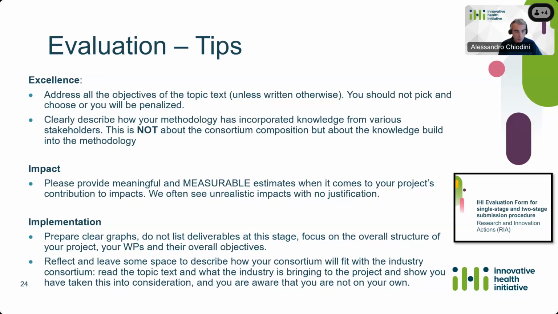And then the last part is the implementation, which covers everything related to the consortium. Since this is the first stage of the proposal and the information is brief because it needs to be contained in 20 pages, try to be as clear as possible. Do not list the deliverables, but focus on the overall structure of the proposal: your work packages, and their link with the overall objectives of the proposal, which should be linked to the overall objectives of the topic.